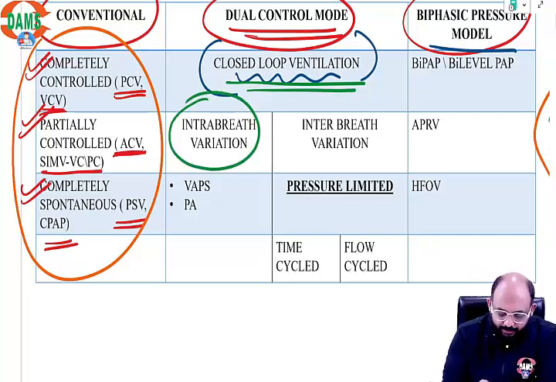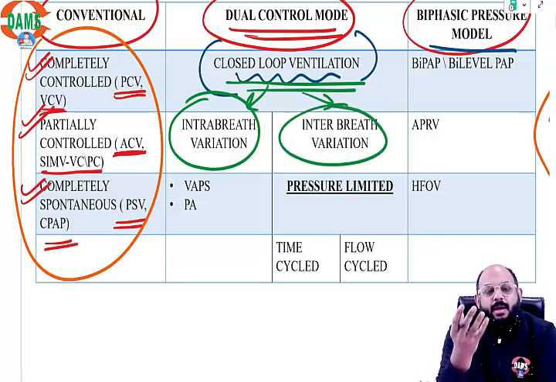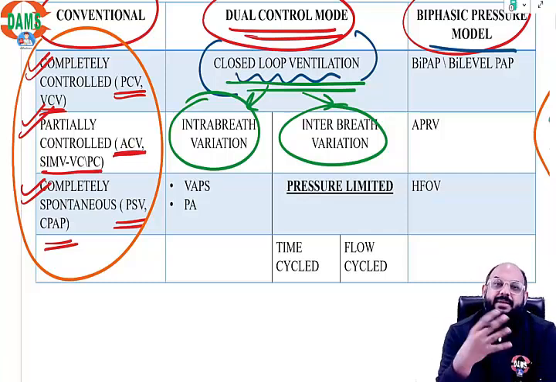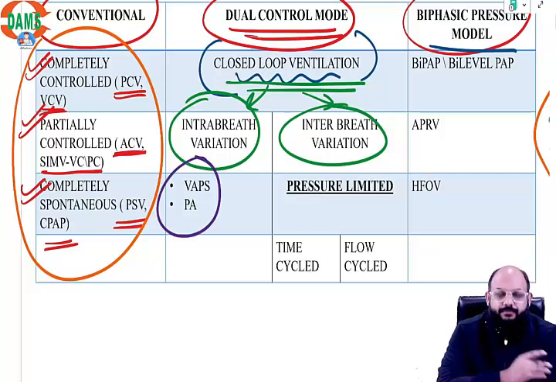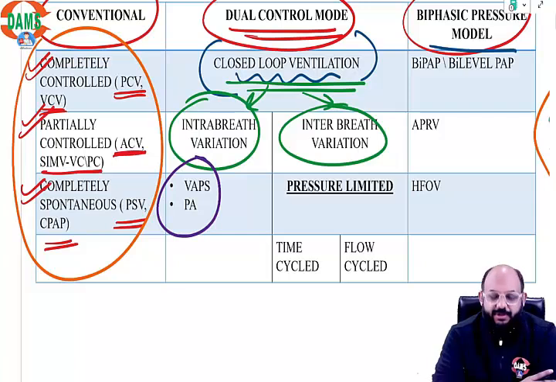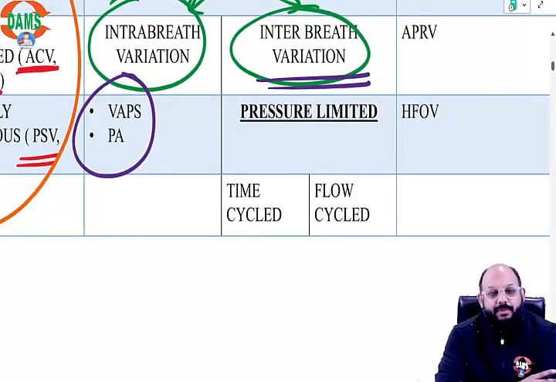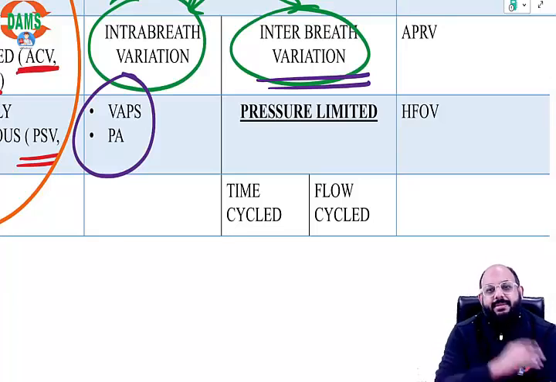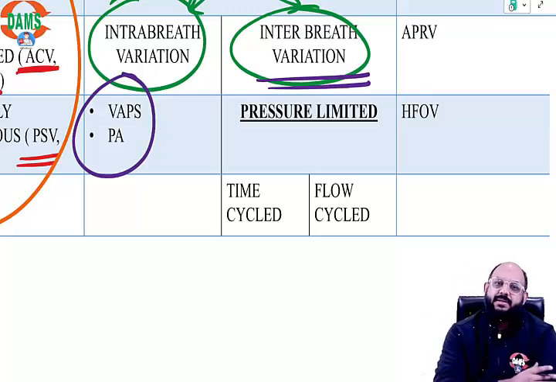Now they are divided into intra-breath variation and inter-breath variation. In intra-breath, imagine the ventilator senses the change in the characteristic of the patient while it is ventilating and changes the breath characteristic; that is volume assured pressure support and proportional assist ventilation. Inside one breath, the ventilator adjusts. Most of the dual modes that we commonly use are inter-breath variation, that is, they take feedback from a few breaths, 2 to 3 breaths, and then change the ventilator characteristic accordingly.